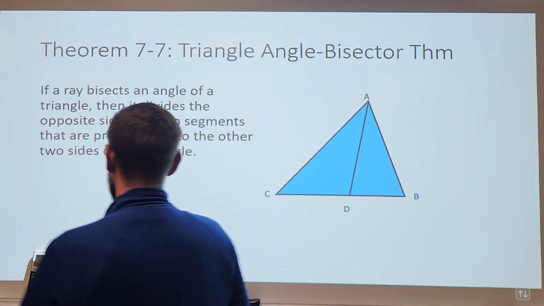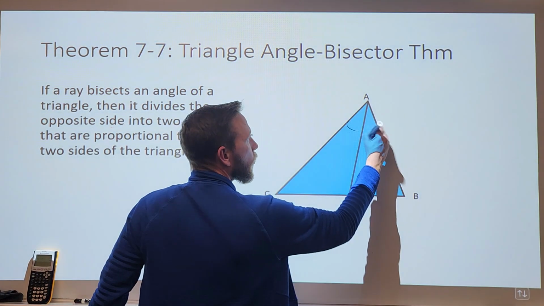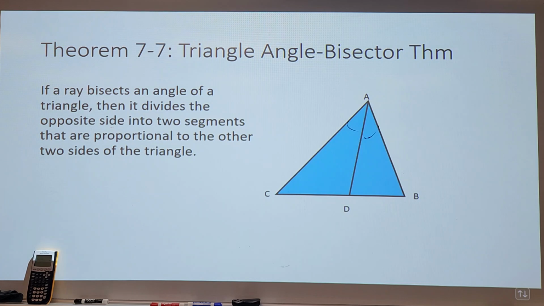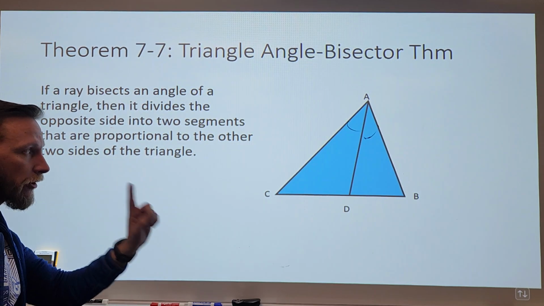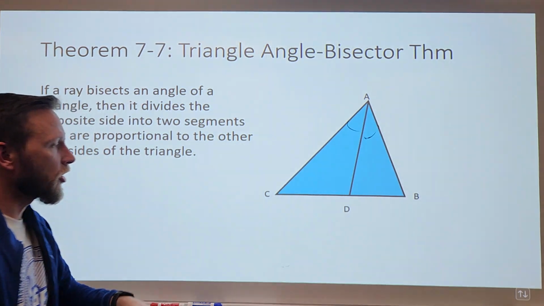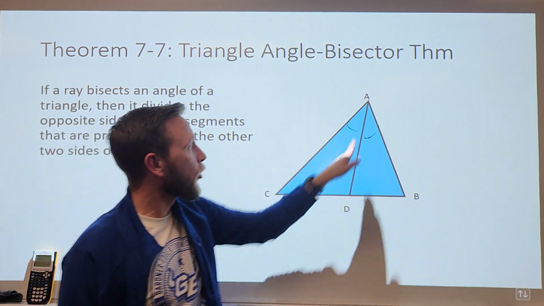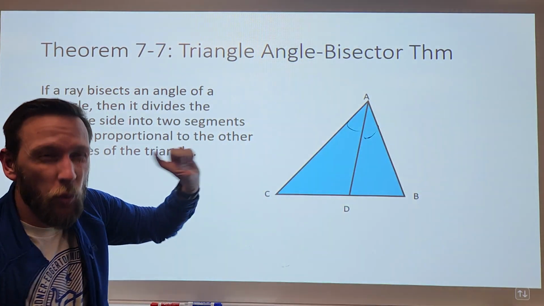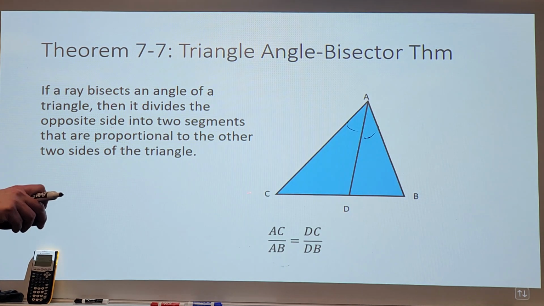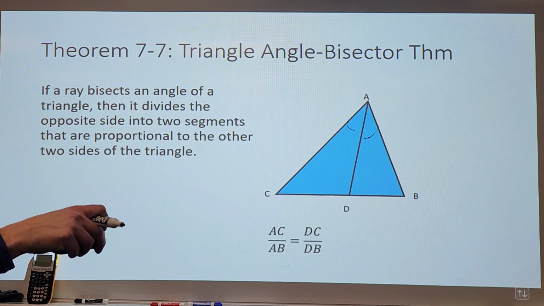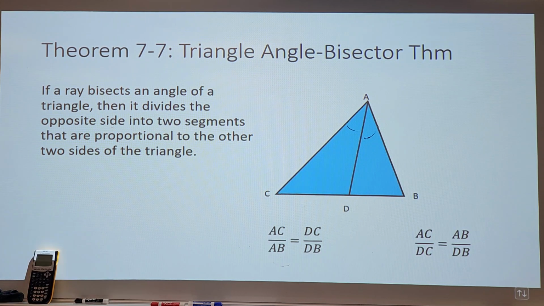All right, theorem 7.7, the angle bisector theorem. So if we cut an angle in a triangle, it will cut the opposite side proportionally. Now this is a little bit strange, but basically this length over that length is going to be the same proportion as this length over that length. This one's weird because it's not similar triangles. All right, it's not similar triangles. But AC over CD is going to be the same as AB over BD. So there's kind of two ways to write that.